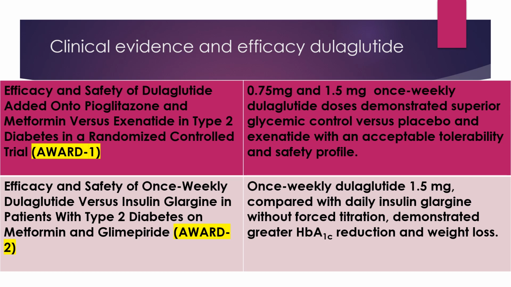In AWARD 2 trial, 1.5 mg dulaglutide showed significantly better hemoglobin A1C reduction than insulin glargine, but 0.75 mg dulaglutide showed comparable reduction to insulin glargine. Regarding weight reduction, both dulaglutide doses showed significant weight reduction compared with insulin glargine.